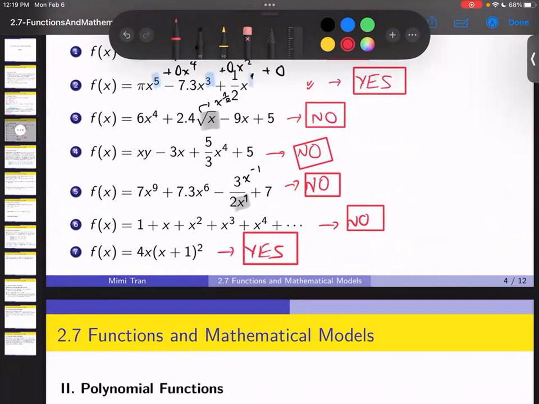All right, hopefully you'll be able to distinguish what is a polynomial and what is not.